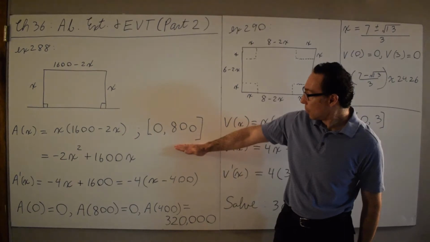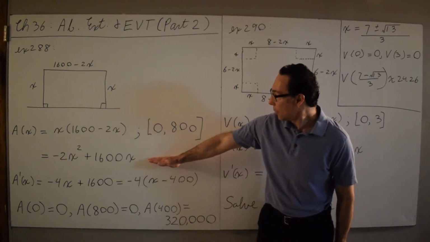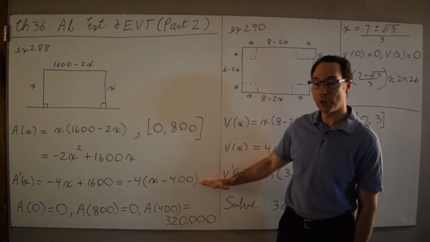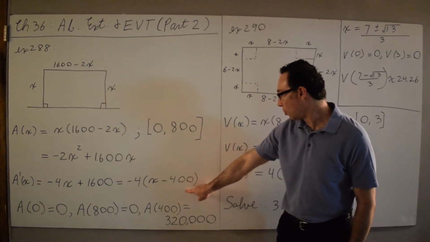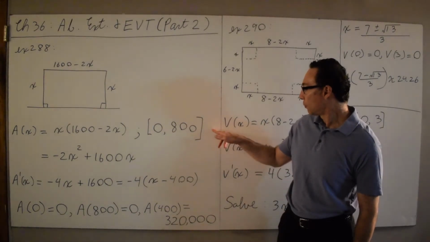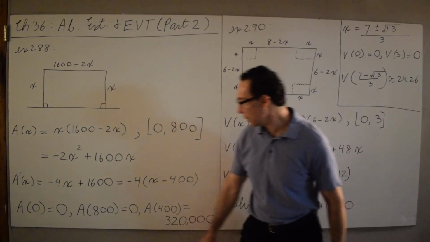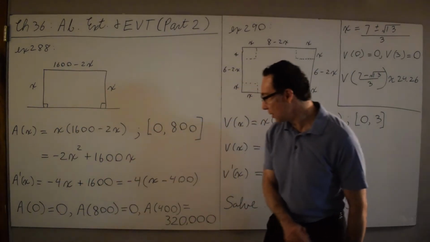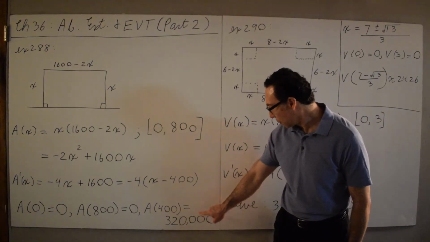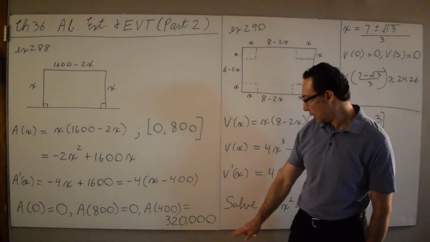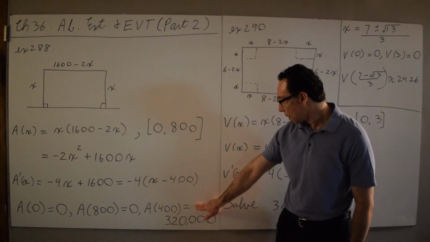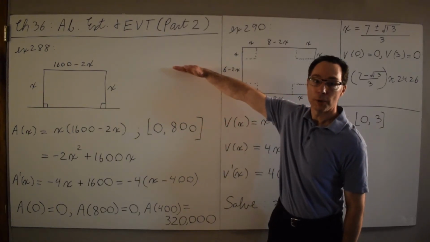But here we have a closed interval, so we'll calculate the derivative right here. We simplify the function, then calculate the derivative, and we look for critical points. Our critical point is 400. So we test our function at the endpoints and the critical points. A of 0 is 0, as we've already said. A of 800 is 0. That's not a maximum. A of 400 is 320,000. This is our maximum area, 320,000 square yards, and we get that by choosing X to be 400.